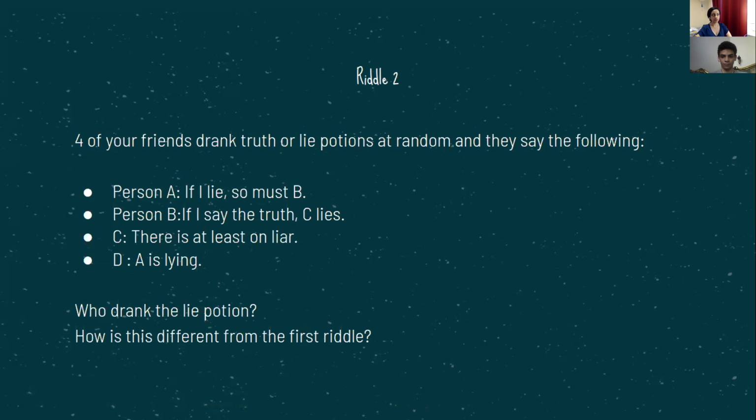Can more than one person drink the lie potion? Mm-hmm. Yeah? Oh yeah. Okay.